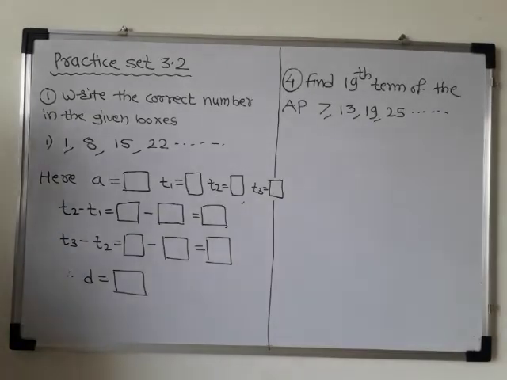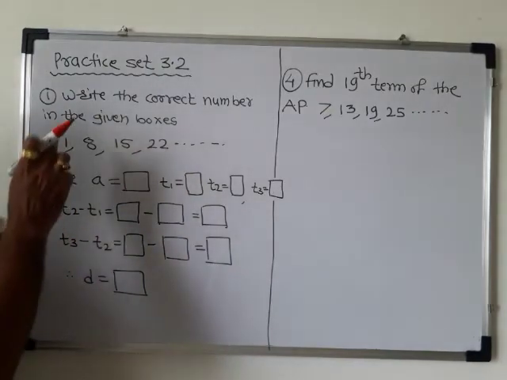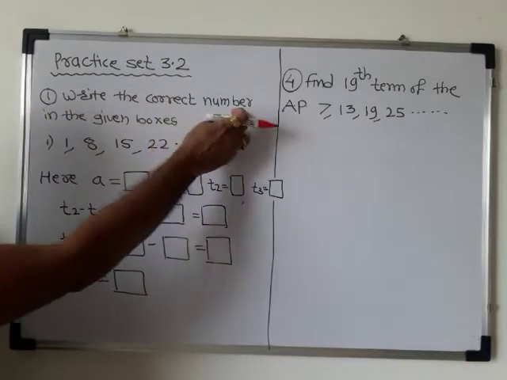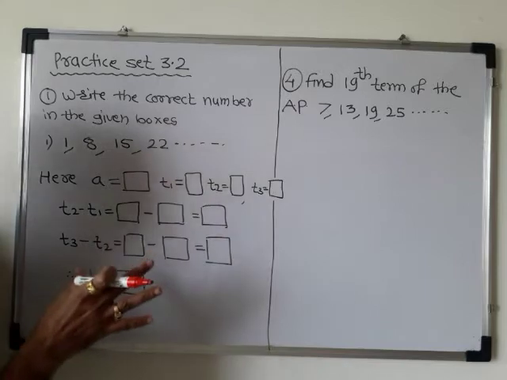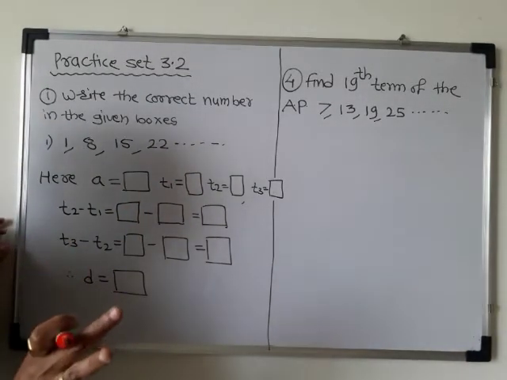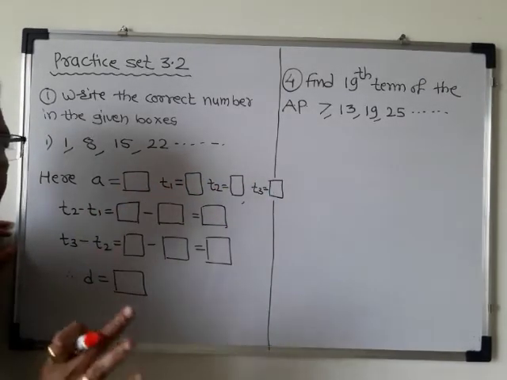Now we will solve practice set 3.2 by using that formula of Tn. See, practice set 3.2, question number 1. Write the correct number in the given boxes. Because in board exam we have to solve the sums as an activity based sum. Activity based sum means few boxes are given which you have to fill with correct answer.